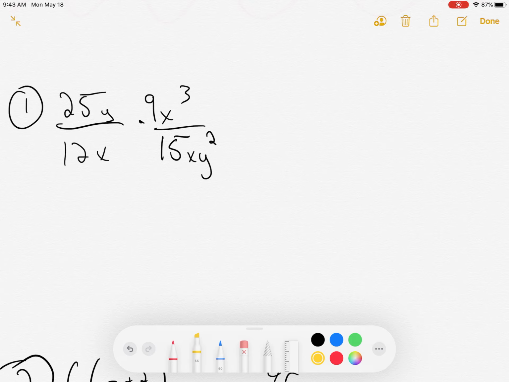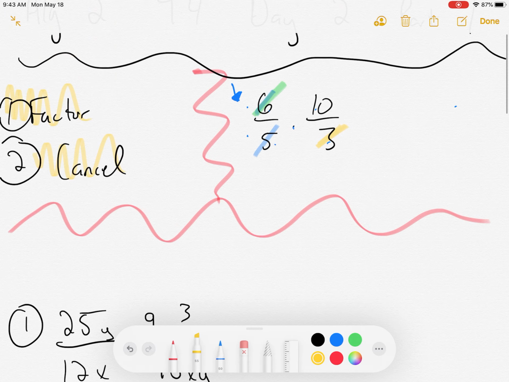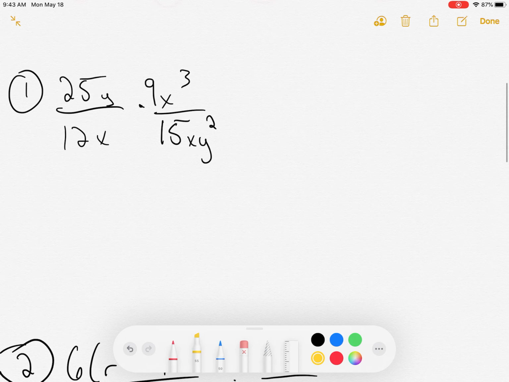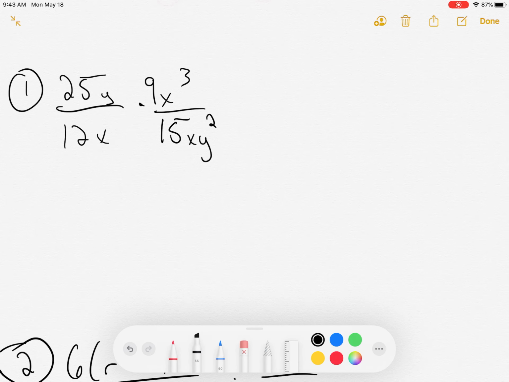So number 1 is 25y over 12x times 9x to the third over 15xy squared. Well, my directions say factor, then cancel. All of these things only have one term, so I can't really factor anything. But what I can do is try to cancel things out. So yeah, just like before, I could do 25 times 9 and get, what would that even be, 225? But it's going to be a lot easier to say, well, 25 and 15, that reduces to 5 and 3.